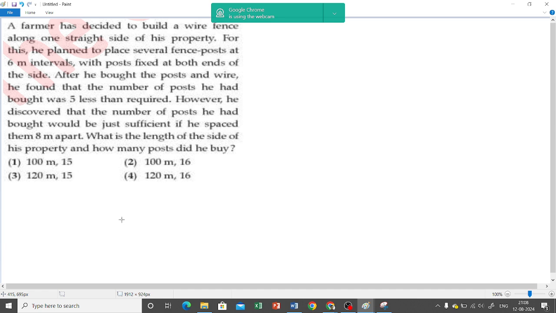A farmer decided to build a wire fence along a street side of his property. Now see, his property's length is fixed. Right? That length is fixed. For this he planned, so say this is the fence. He planned to place several fence posts at 6 meter intervals with posts fixed at both ends of his site. So that means he fixed one post over here. He fixed one post over here.